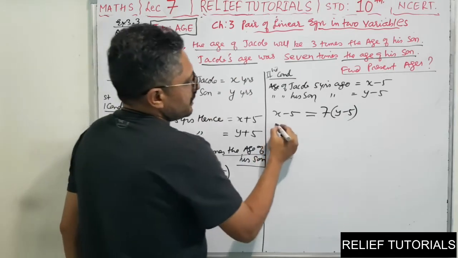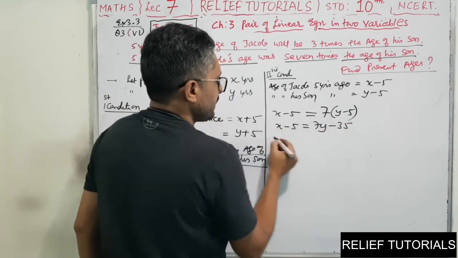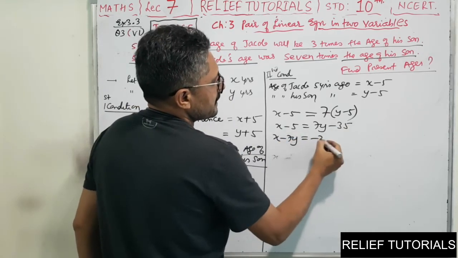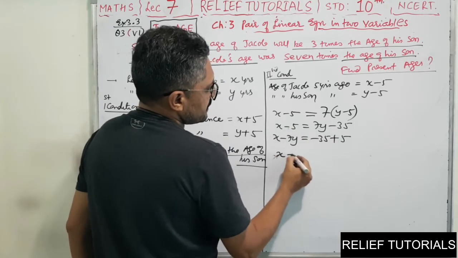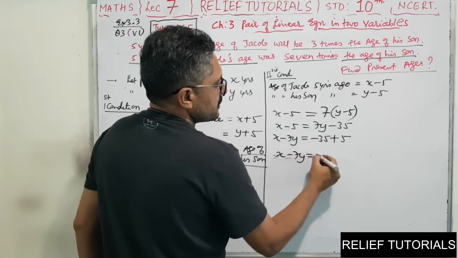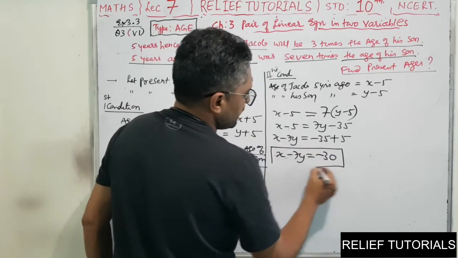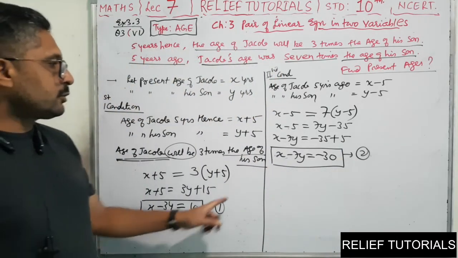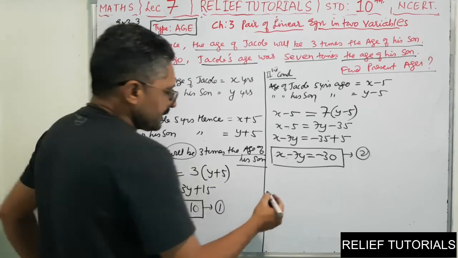Got it, friends? So here x minus 5 is equals to 7y minus 35. So x minus 7y is equals to minus 35 plus 5. Minus 5 goes here plus 5. So x minus 7y is equals to minus 30. So this is our equation number 2. So you have obtained both the equations. Now you have to solve this equation. So solving 1 and 2.